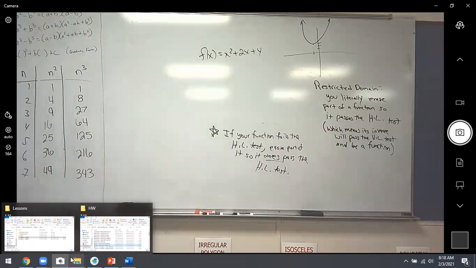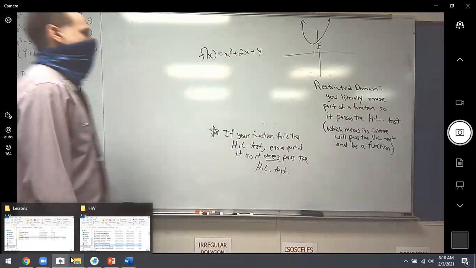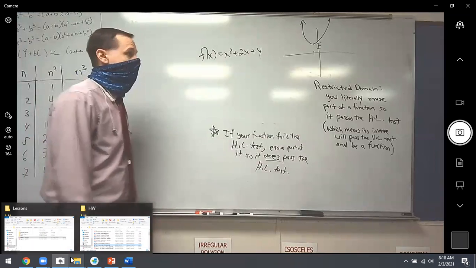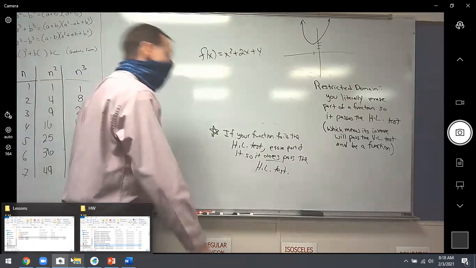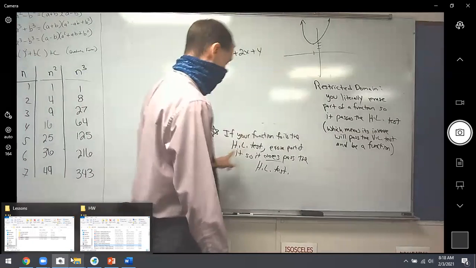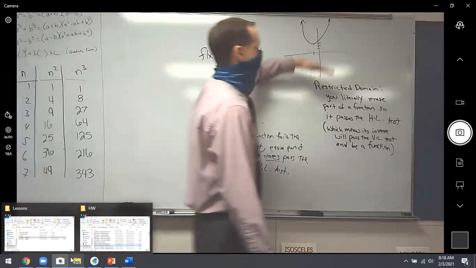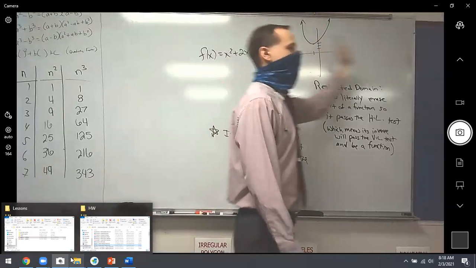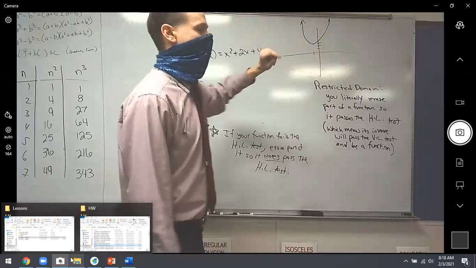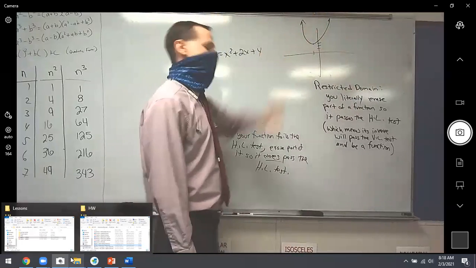So I look at this thing and I say, okay, I want to go find the inverse of this thing. But the problem is you've got to restrict the domain because this thing fails the only test you've got to worry about today, which is the horizontal line test. If this fails the horizontal, then this inverse will fail the vertical and life is no bueno. So you need to erase part of this.